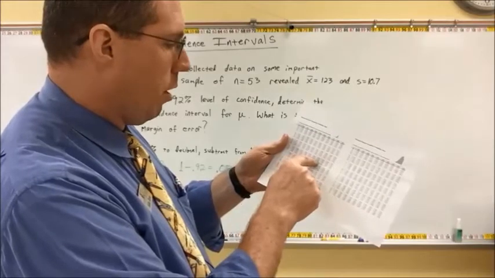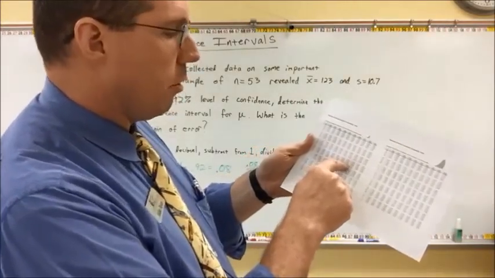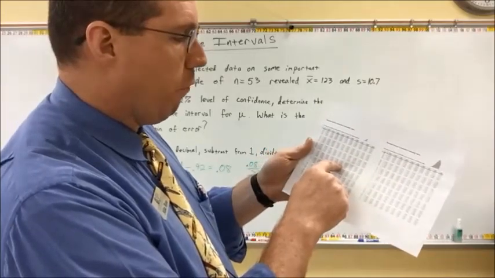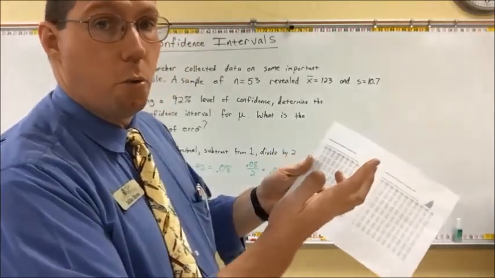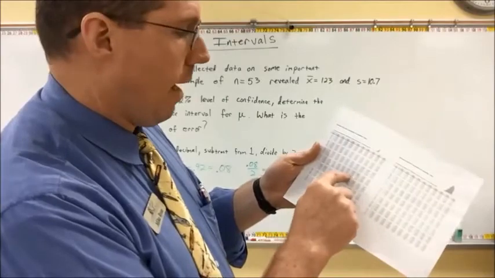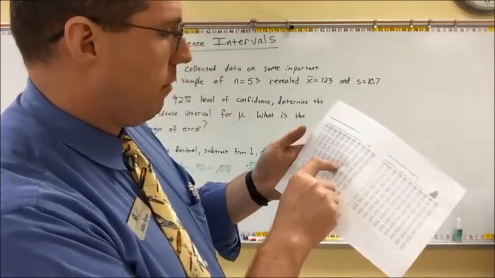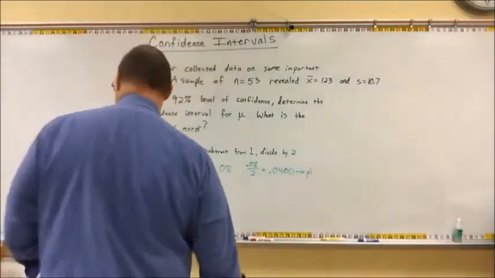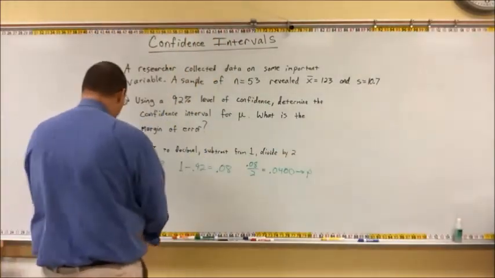0.0409, 0.0401, and 0.0392. So we're looking for the closest one, 0.0392 or 0.0401. 0.0401 is closer, right? So that is the one we're looking for. So this is negative 1.75. So we have negative 1.75 as our z-score. All right, so that's the second step.